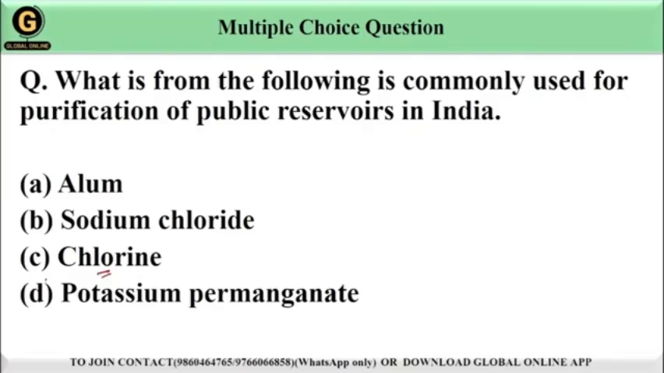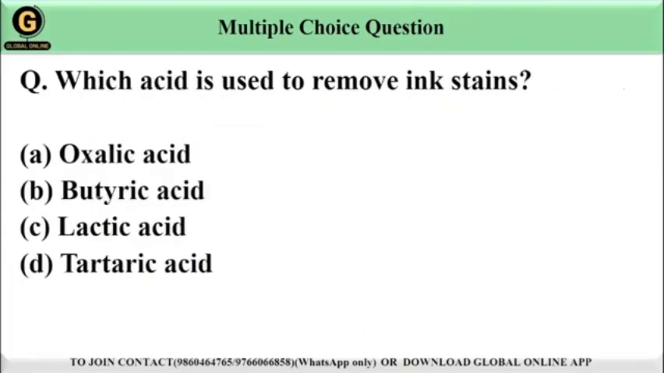It helps to kill harmful bacteria, viruses and other microorganisms, making the water safe for drinking. Chlorine is added in a small amount to water and it ensures that the water is disinfected before it reaches homes. This is an important step in water treatment to prevent the spread of waterborne diseases such as cholera, etc. So the correct option for this question will be option C, chlorine. Let's see the next question now.